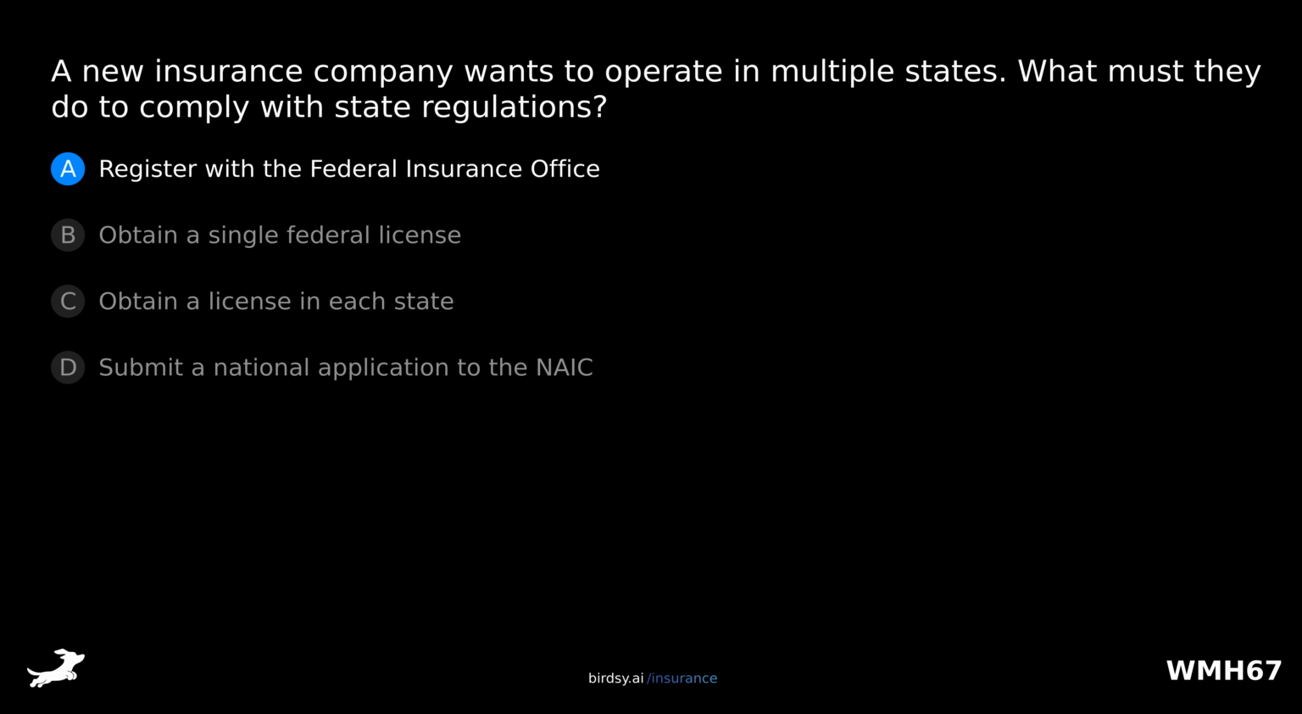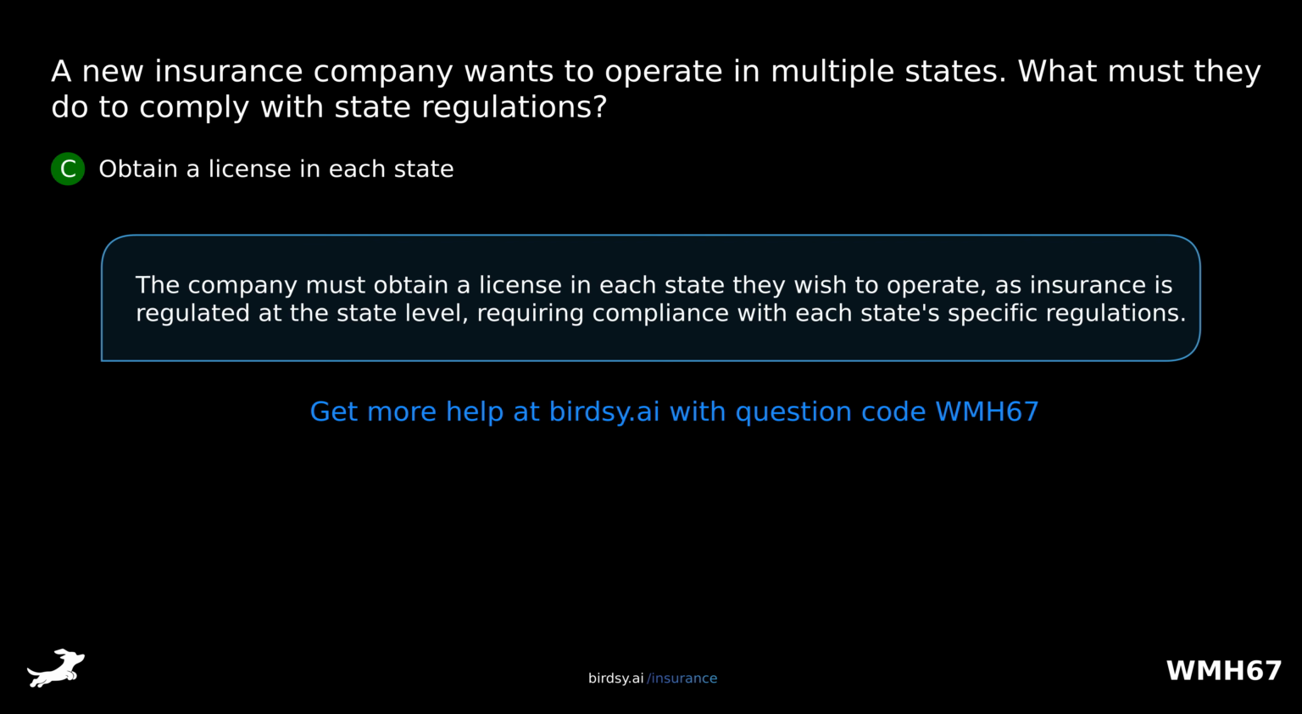Is it A, register with the Federal Insurance Office, B, obtain a single federal license, C, obtain a license in each state, or D, submit a national application to the NAIC? The answer is C, obtain a license in each state. The company must obtain a license in each state they wish to operate, as insurance is regulated at the state level, requiring compliance with each state's specific regulations.